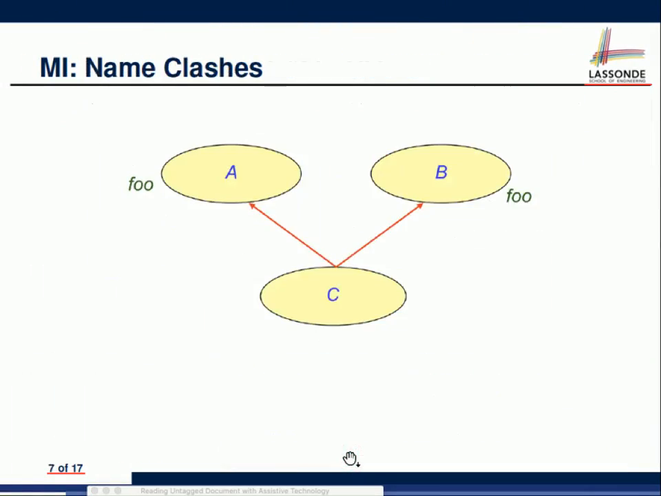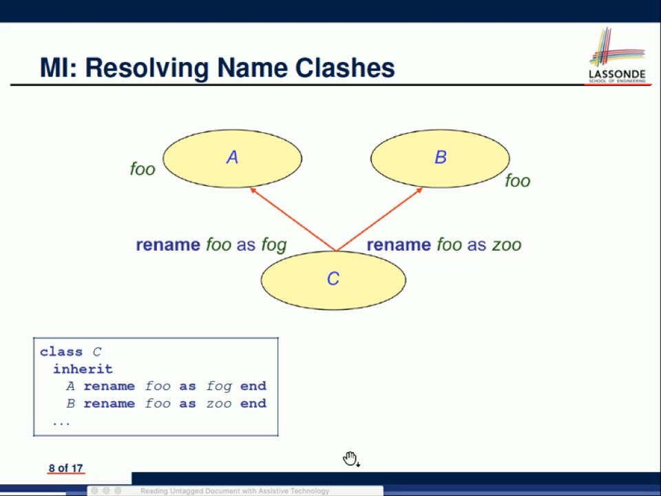Now if you look at the slides, see the syntax over there? We are saying that class C inherits from A, and inherits from B. After A, we say rename the foo you inherit from A as fog. Also rename the foo from B as zoo. Yes?